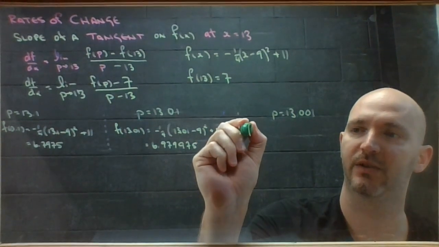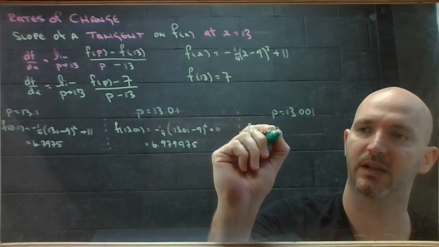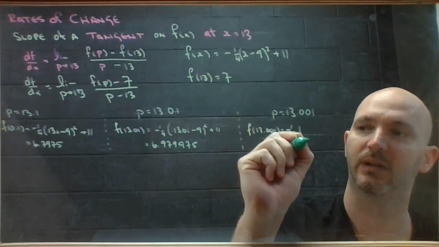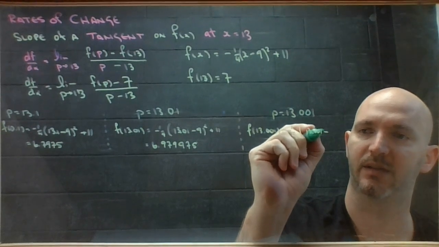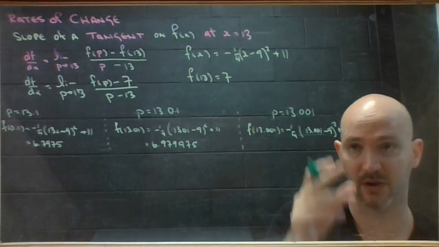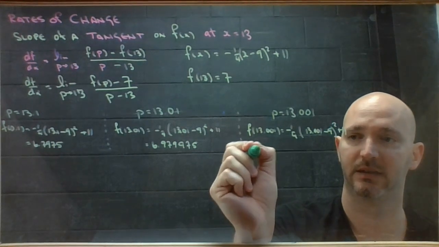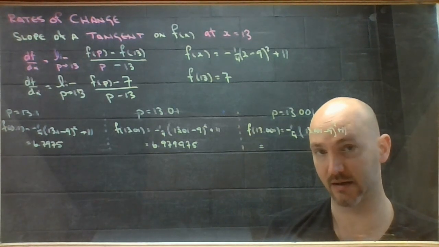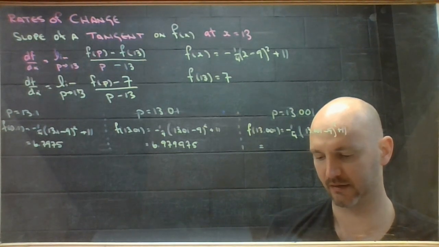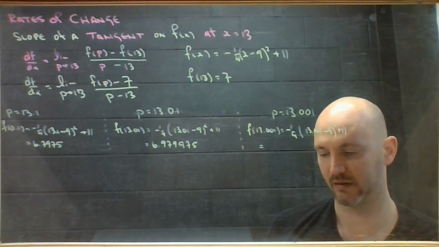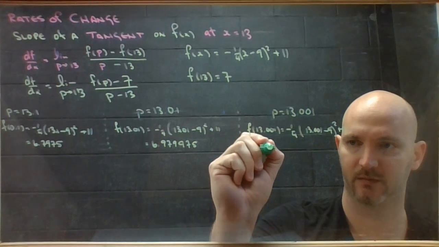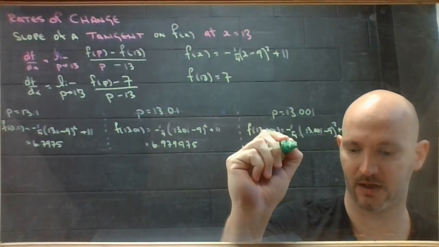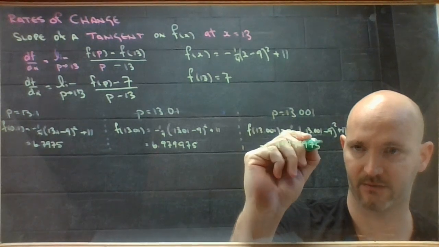And one more iteration of this, 13.001, negative 1/4 of (13.001 subtract 9) squared plus 11. I'm probably writing on my face now. It gives me 13.001 subtract 9, square it, times negative 1/4, plus 11, which gives 6.9979975.